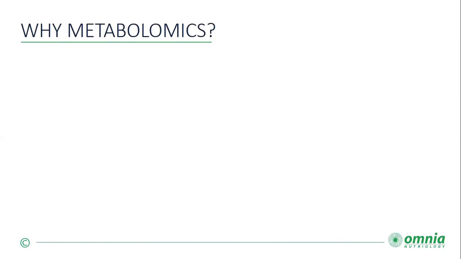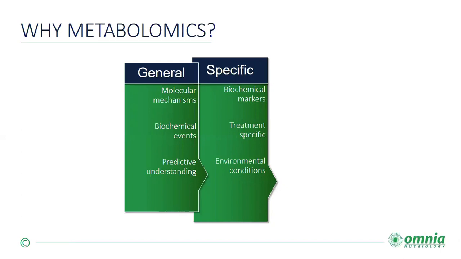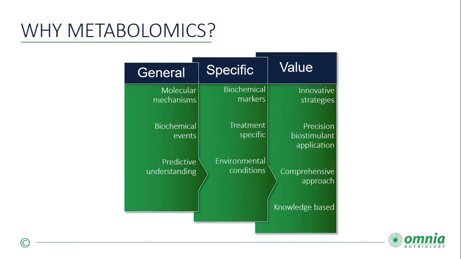So why metabolomics? Well, in general, metabolomics presents us with a tool to understand molecular mechanisms underlying plant life or biochemical events at specific physiological stages. It also provides us with a predictive understanding as a tool to lead innovative agricultural strategies. More specifically, new biochemical markers for environmental stresses can be used to understand or explain environmental influences on crop quality, as well as plant-environmental interactions at a molecular level.